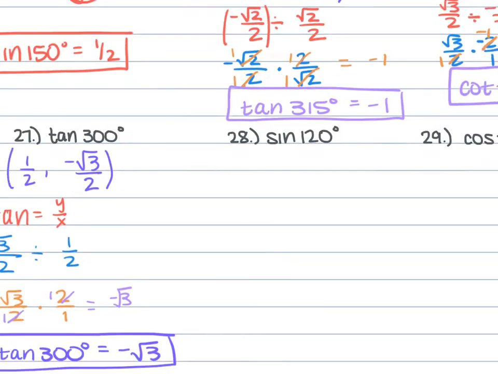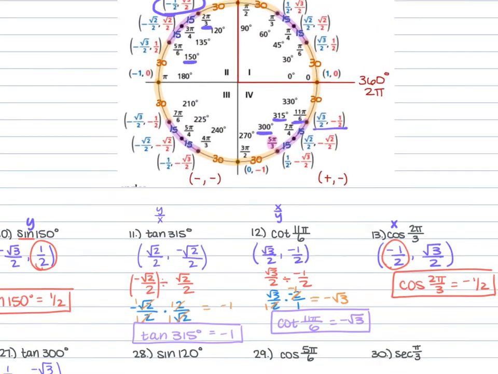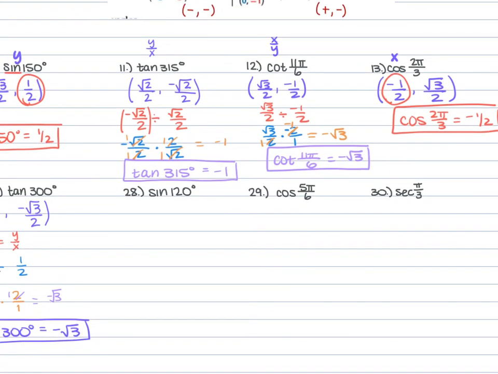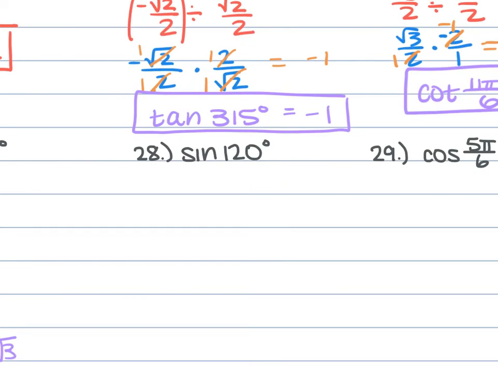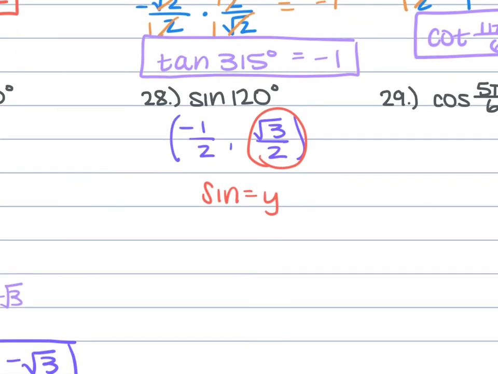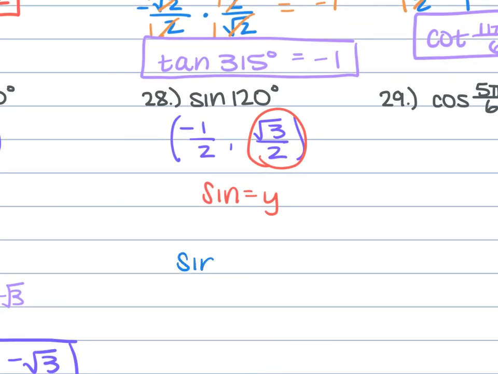For 28, we have the sine of 120 degrees. So 120 degrees is, once again, that negative 1/2, square root 3 over 2. So negative 1/2, comma, square root 3 over 2. Our sine is just the y value. So that's going to be the square root 3 over 2. So sine of 120 degrees is equal to the square root of 3 over 2.